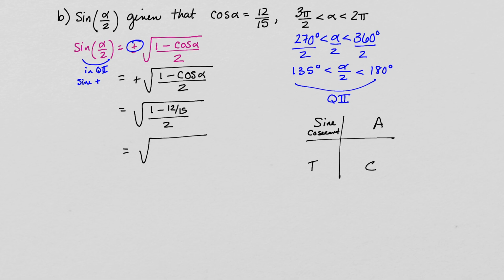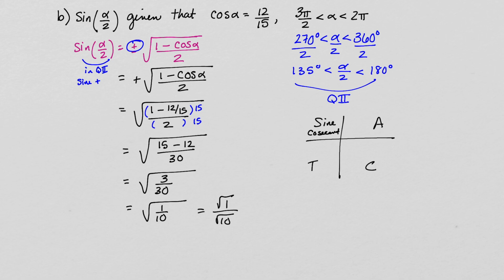So again, I want to get rid of that little 15. So we're going to multiply the top by 15, multiply the bottom by 15. So we have 15 minus 12 all over 30. 15 minus 12 is 3. So I have the square root of 3 over 30, or the square root of 1/10. And you can leave the answer like that. If you want to, you could break it up and make it square root of 1 over square root of 10, which would be 1 over the square root of 10. If you really wanted to rationalize it from there, you could, but any of those would work.